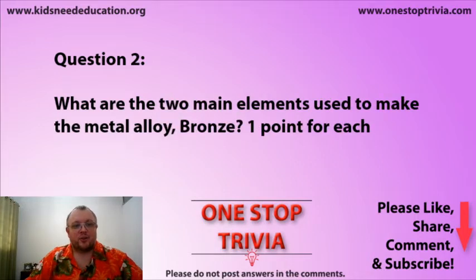Okay, question number two. What are the two main elements used to make the metal alloy bronze? Okay, so you get a point for each of these. Okay, so two metals go into making bronze. What are they?